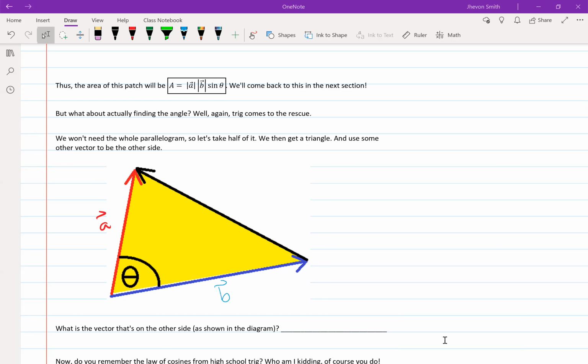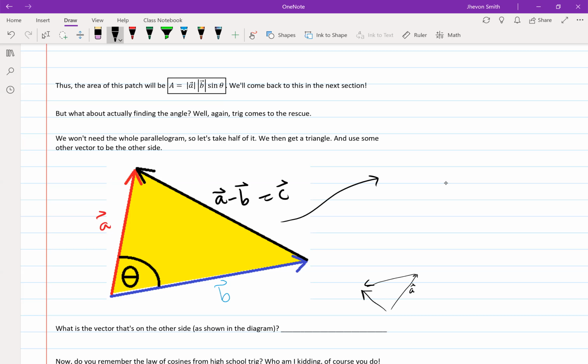People doing physics should actually know that. How would you describe the vector here in terms of A and B? A minus B. Right. So if you take the vector A and then you subtract B, which means you go in the opposite direction of B, you get the vector that's pointing in this direction. And so that here is the vector A minus B. Now let's call that vector C.